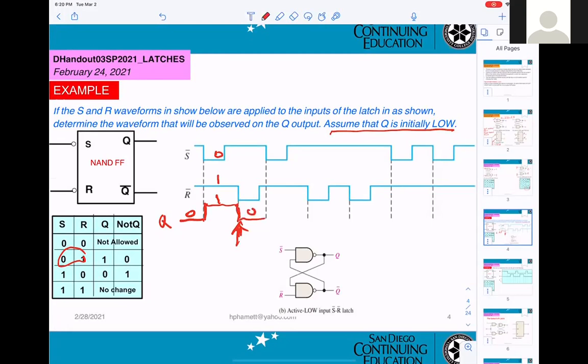How about the next one? Q goes back to one. And the next one, zero. Right. And the next one, still zero. Perfect. And the next one, one. Next, still one. That's the correct answer.